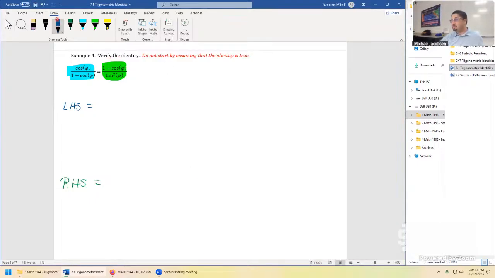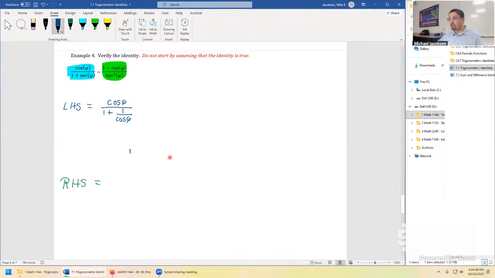So starting this off, I'm going to work on the left-hand side, do something to it, and try to simplify it down. The first thing I can see is you can rewrite secant as 1 over cosine. So the left-hand side is cosine phi times 1 plus 1 over cosine phi.